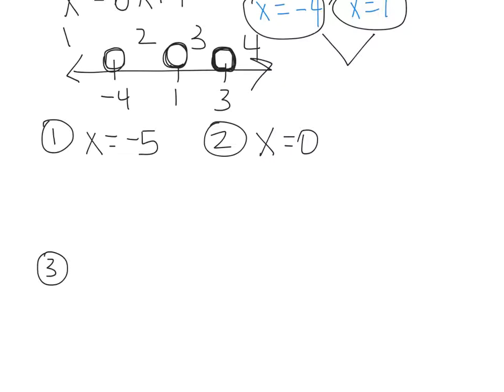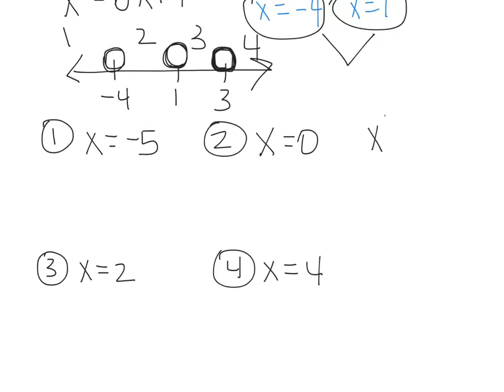From the third section, between 1 and 3, I'll use the test point x equals 2. And from the fourth section, anything greater than 3, I'll use the test point x equals 4. So I'm going to plug these back into the original equation. Just to remind you, I'll write the original equation on the side.